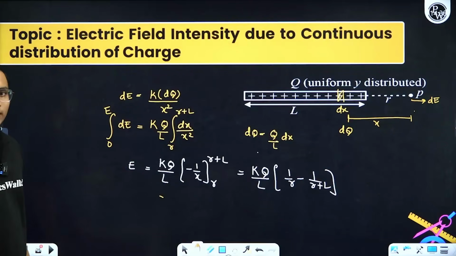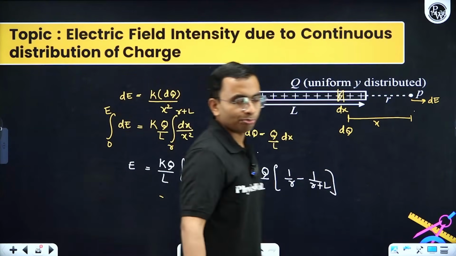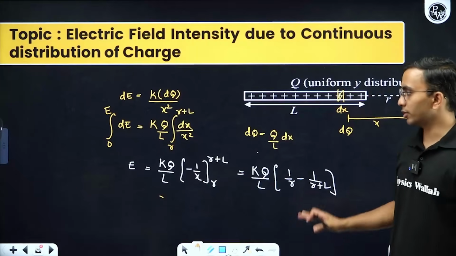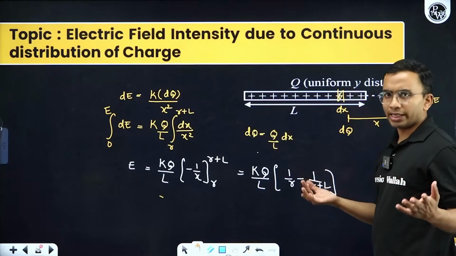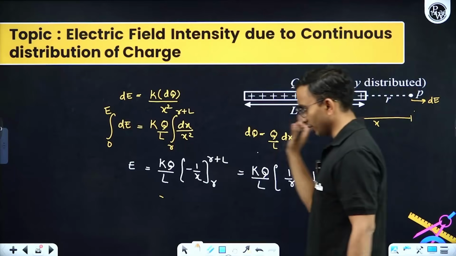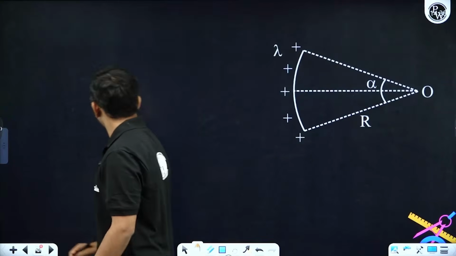Okay, got it? Do you need to remember this formula? No, don't remember this formula. This was just to make you understand, and if this question is asked, you can quickly derive it. There is nothing complicated in this.